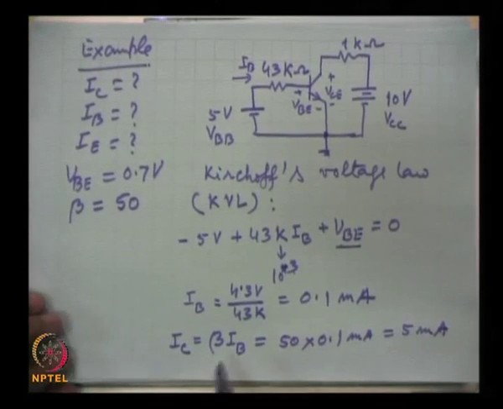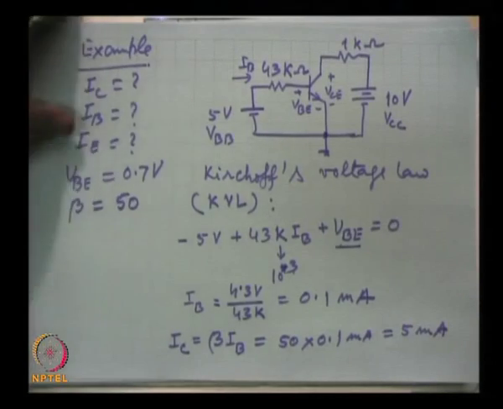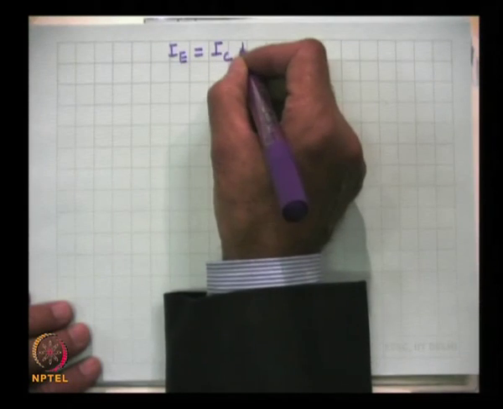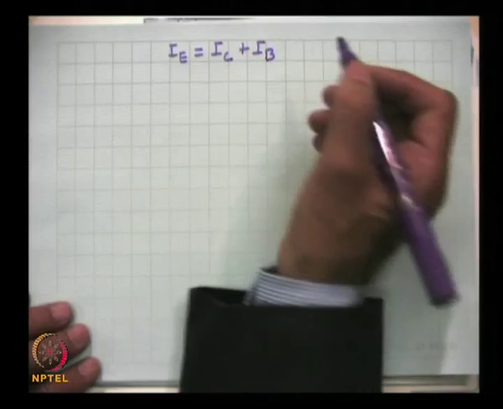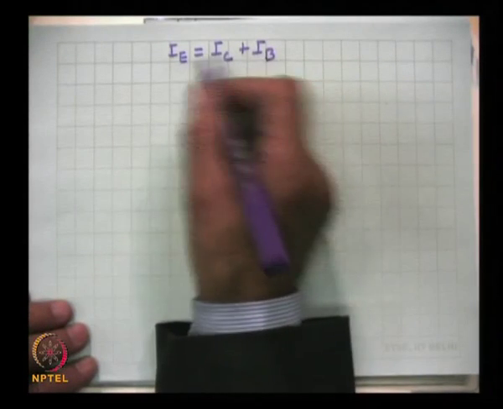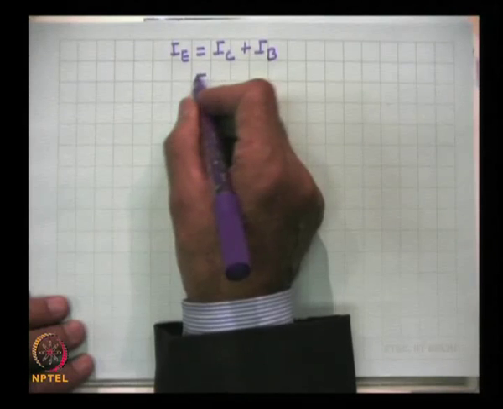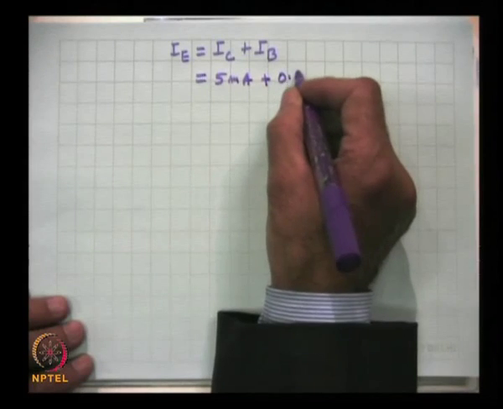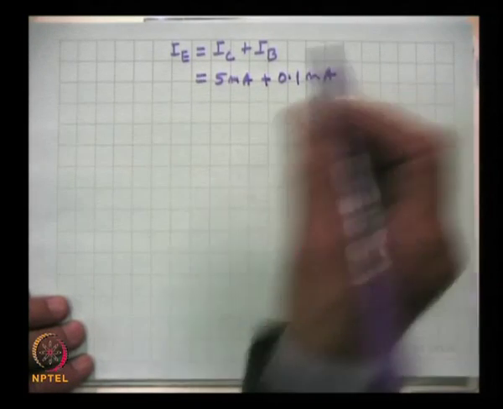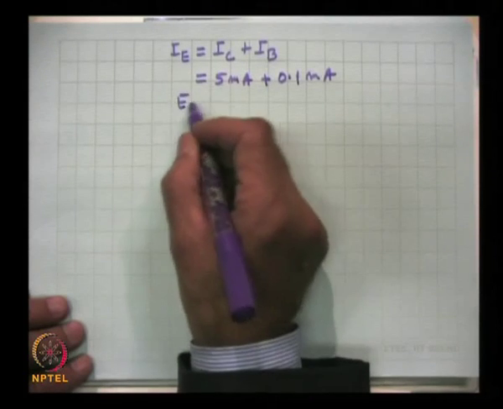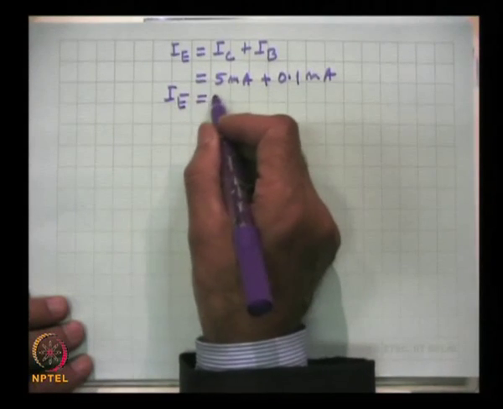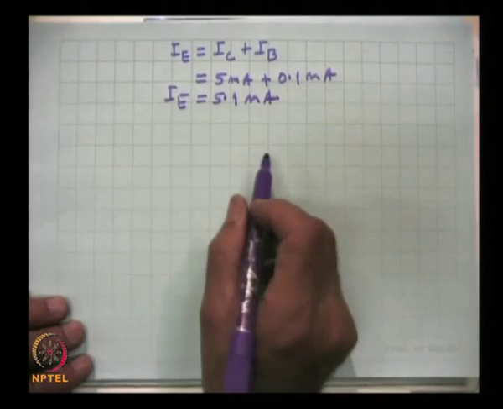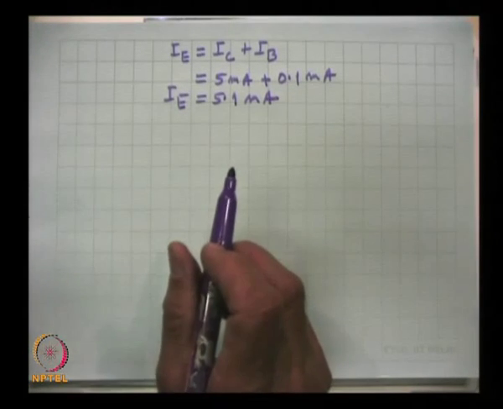and then for the determination of IE we use the relation IE equals IC plus IB, and we have found out these two currents. So, we can get the value of emitter current. This is 5 milliamperes plus 0.1 milliampere, and that gives you IE, the emitter current, to be 5.1 milliampere.